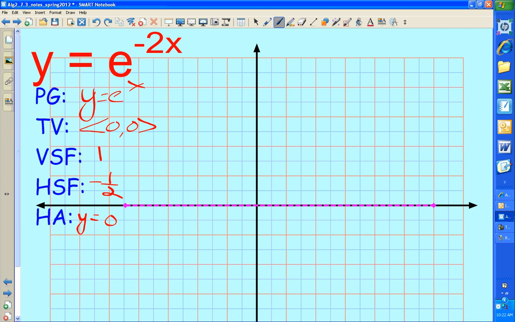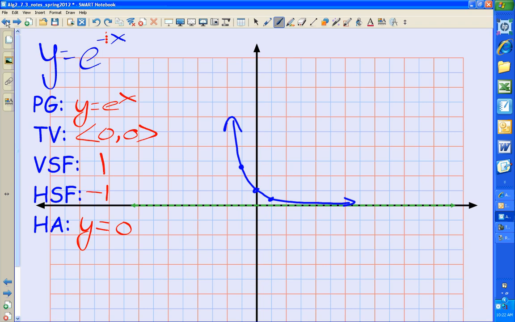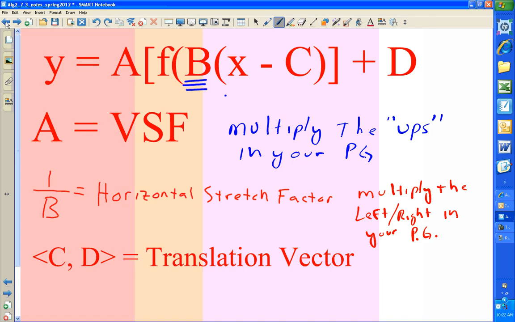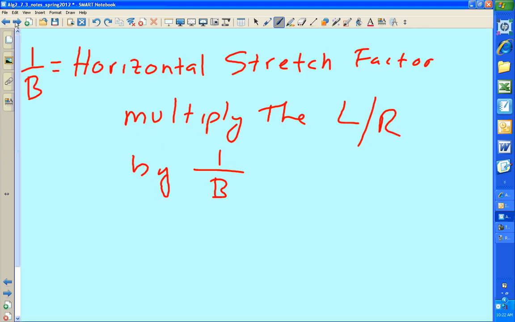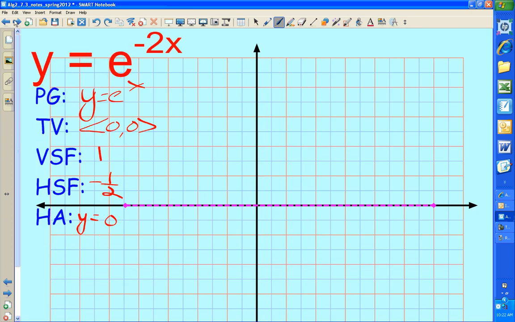Look, this is hard because we haven't done much of it. b is what you're multiplying x by. 1 over b is the reciprocal of that. That's your horizontal stretch factor. So we have to have a negative 1/2.